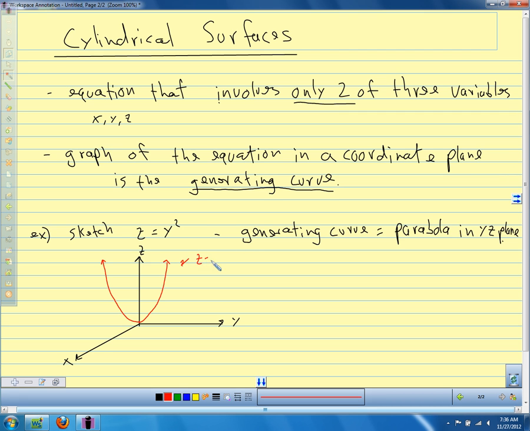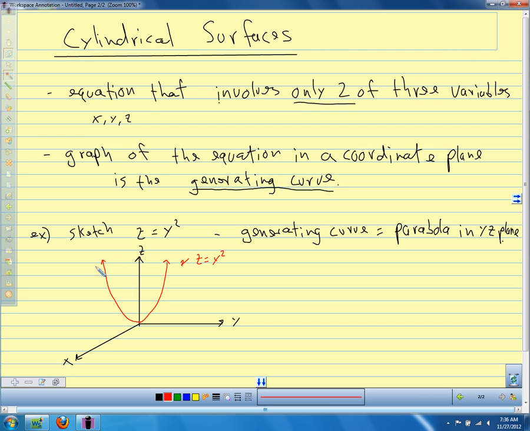So that's z equals y squared. But x can take on any value. For this equation, x can take on any value. So no matter what value of x I have, I'm going to have this curve z equals y squared. I'm going to have this parabola.